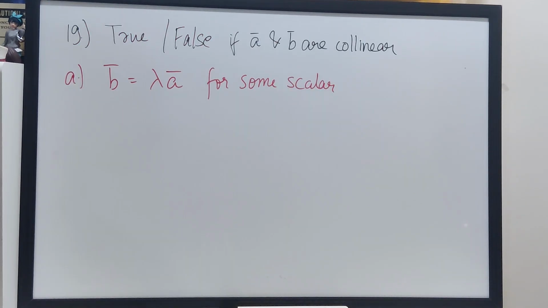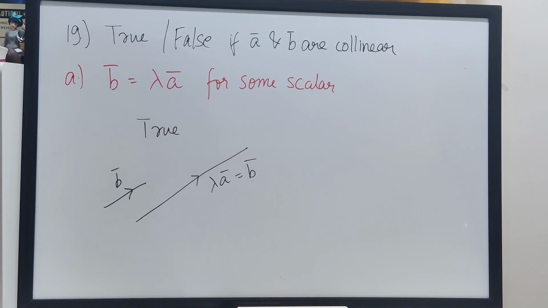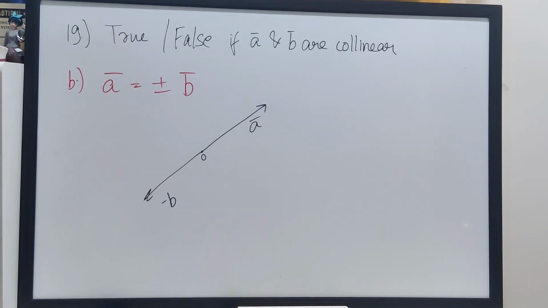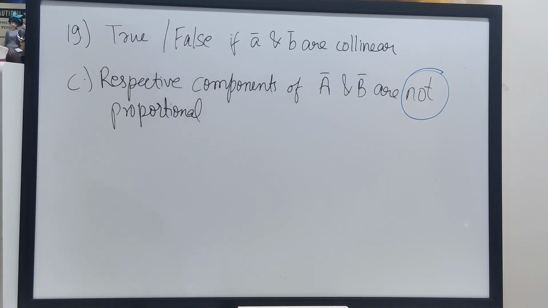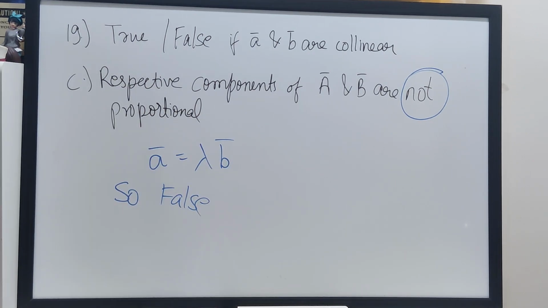Next is if A and B are collinear. So B will be equal to lambda A for some scalar. We already saw this in example before. So this is true. Next, A will be equal to plus minus B vector. This is also true. If suppose A is a line and then I plot it backward as minus A, will that not be collinear? Obviously that will be collinear. Next is the respective components of A and B are not proportional. So this is false. We already saw this.